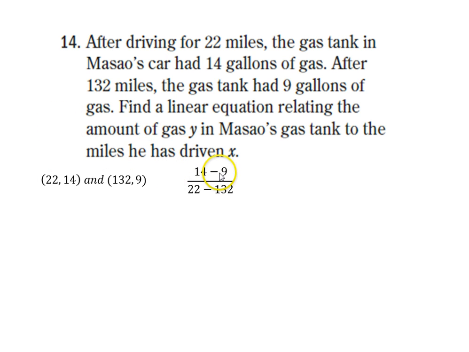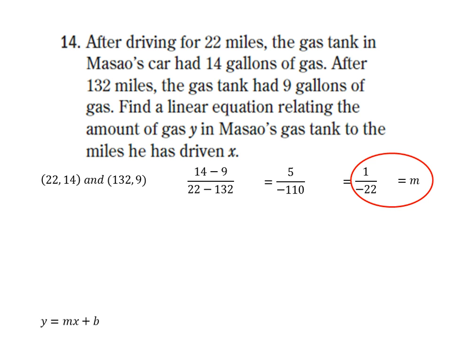14 minus 9 over 22 minus 132. This gives us 5 over negative 110, which can be reduced to 1 over negative 22. This is the slope, and this is telling us how many gallons of gas we're using per mile. So he's losing 1/22 of a gallon of gas every mile, and the slope is negative because the gas is going down. So this is our slope.